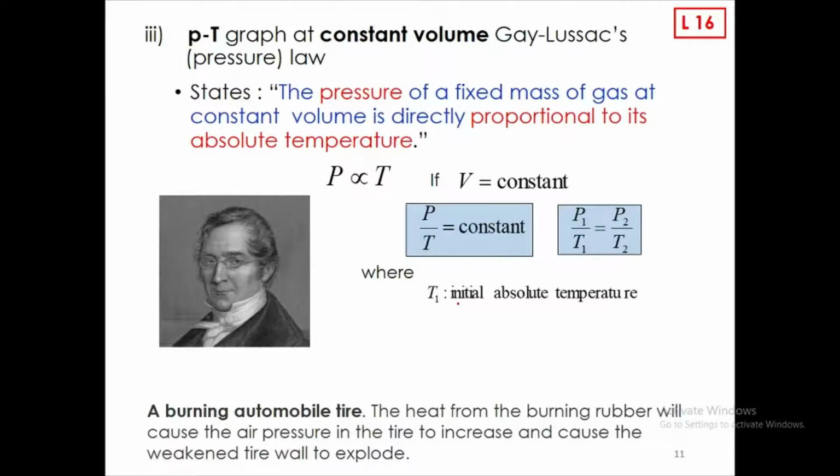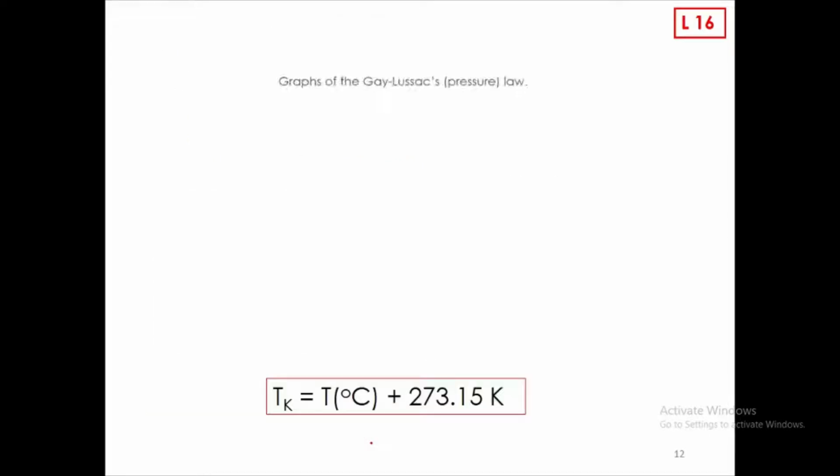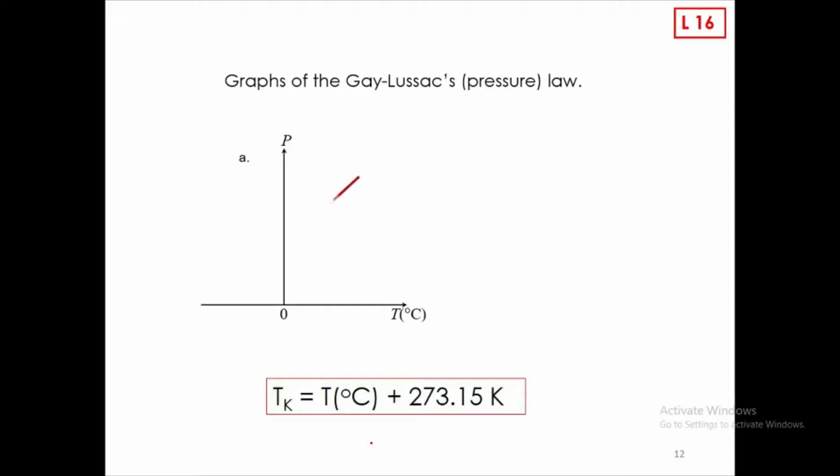So P1 is the initial pressure, P2 is the final pressure, T1 is the initial absolute temperature, and T2 is the final absolute temperature. The example we can apply for Gay-Lussac law is a burning automobile tire. When the temperature of the burning rubber increases, the air pressure also increases and causes the weakened tire wall to explode. So this is the graph for Gay-Lussac law.